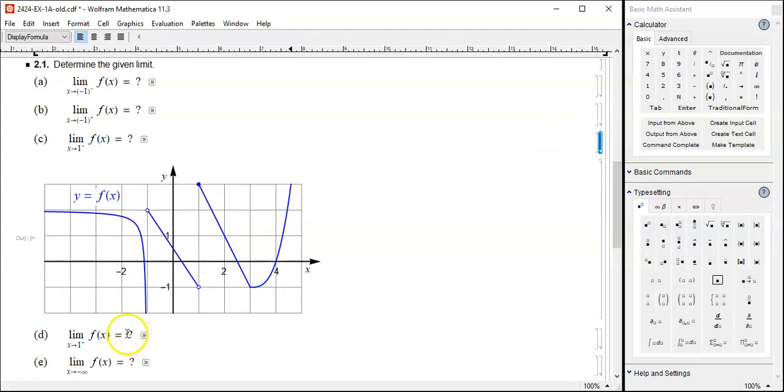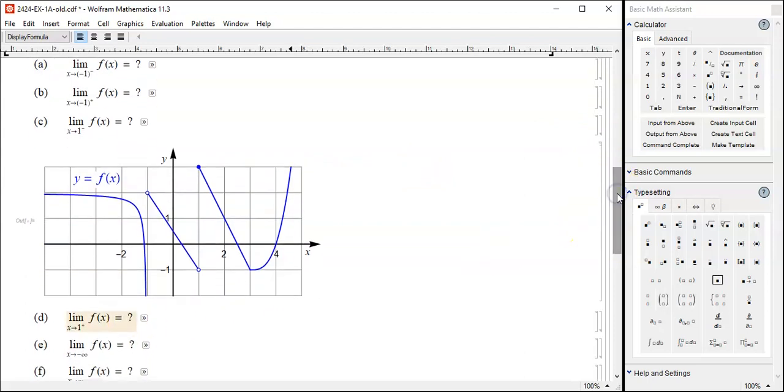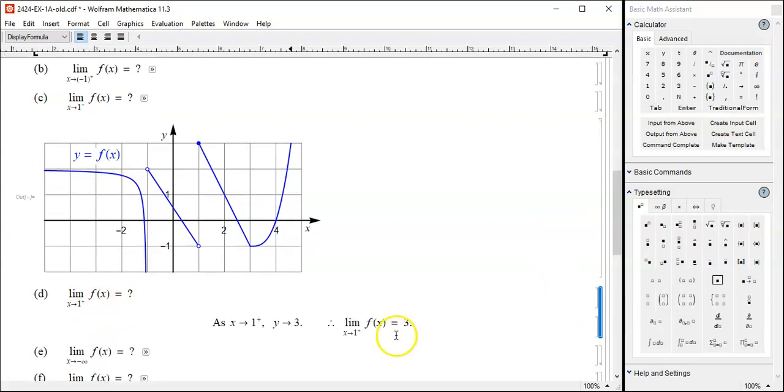Now, how about limit for 1 plus? X equals to 1, but a little bit to the right, plus side. Let's follow the graph. Follow the graph going to x equals to 1 here. Now, what's the y coordinate? Y coordinate is going to 3. 3 steps up. So that's the answer.